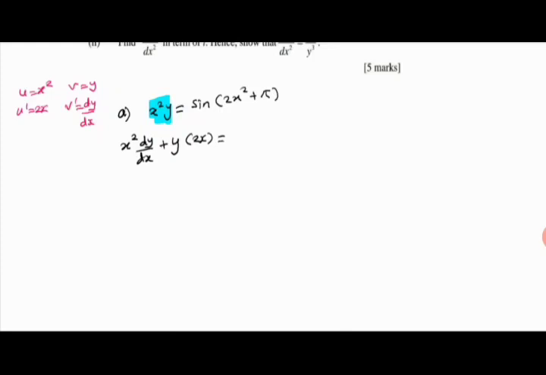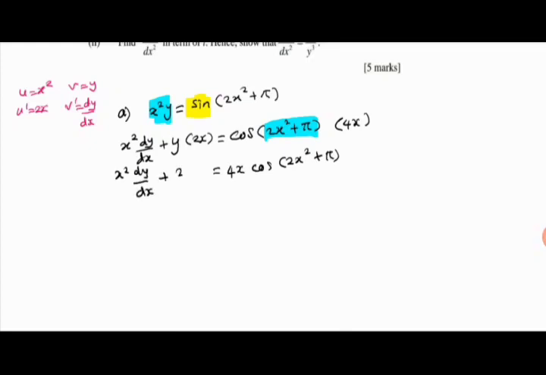Kemudian yang sebelah kanan, differentiate sin, kita akan dapat cos. Don't forget angle tu kena ada. Jadi 2x square tambah dengan pi, and then we can differentiate the angle. Differentiate 2x square tambah pi akan dapat 4x. Pi adalah constant, so differentiate pi dapat kosong. Kita akan pindahkan dia ke depan. Jadi kita akan ada 4x cos 2x square tambah dengan pi. Kita kemaskanlah sikit. Ini sama dengan x square dy dx tambah dengan 2xy.